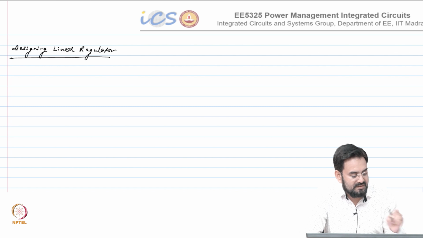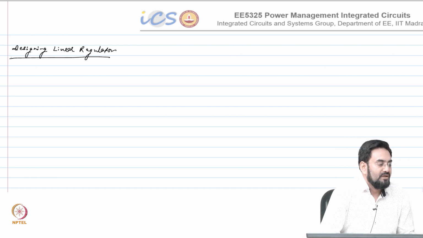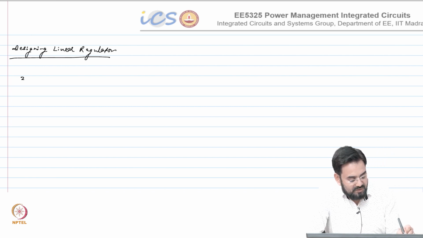So, how do we design it? Let us say I have 3.6 volt input, which I want to achieve. So, this is my V in equal to 3.6 volt and I want V out equal to 1.2 volt.